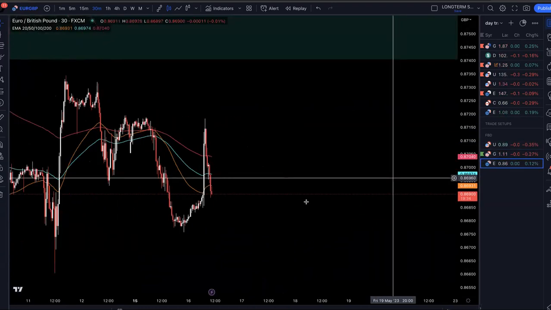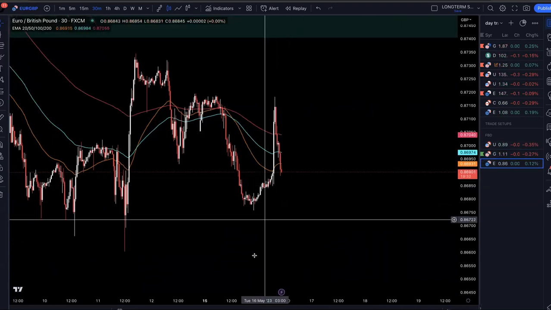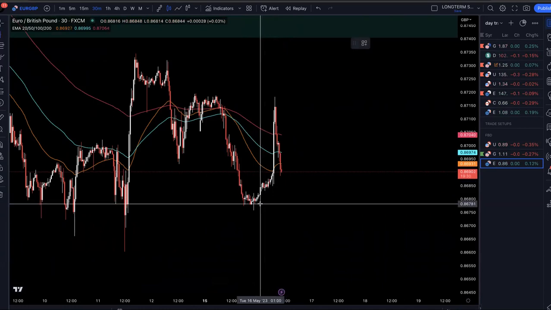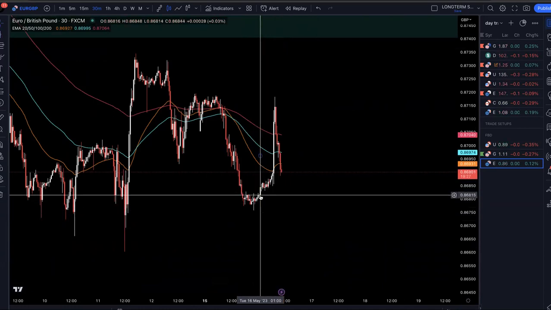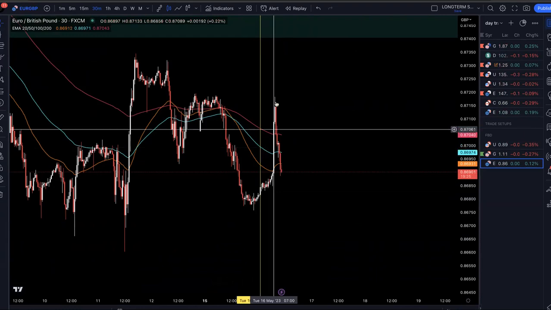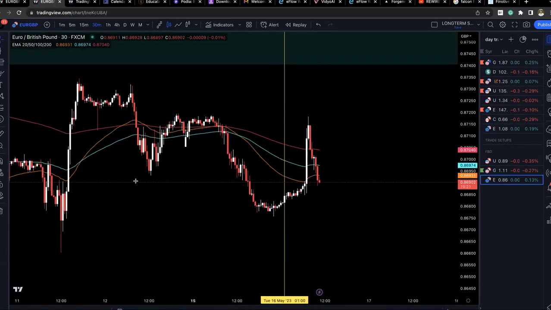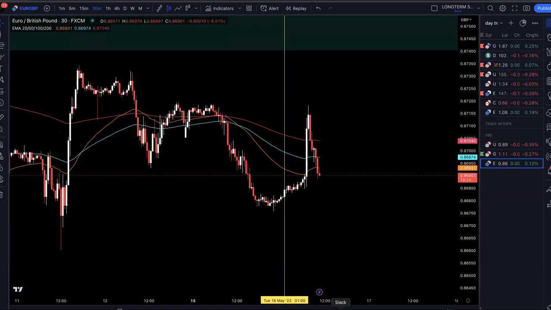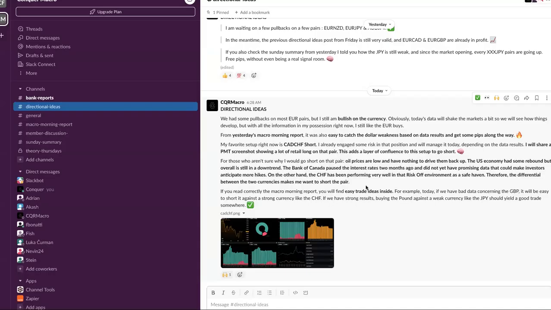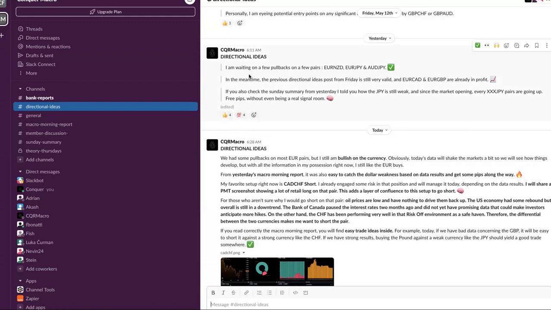We also spoke about euro pound and this initial push here. So we had the setup here, we sent out that signal, and we had a very large push this morning. If we have a quick look at the report here as well, we were also talking about euro pound yesterday, and it was already starting to move in profit.